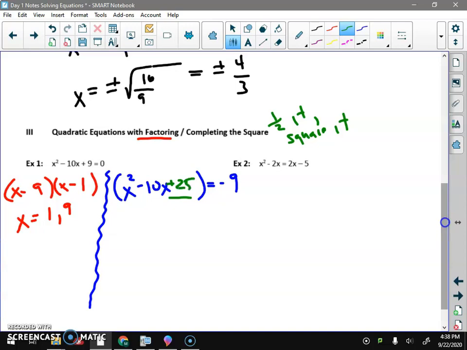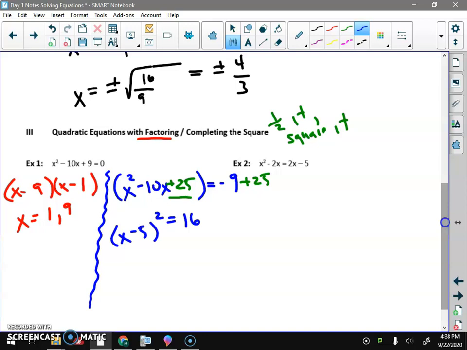You can't just go around adding 25 to one side. You got to do it to the other. Why would we do that? Because this trinomial now factors to x minus 5 squared. 25 minus 9 is 16.